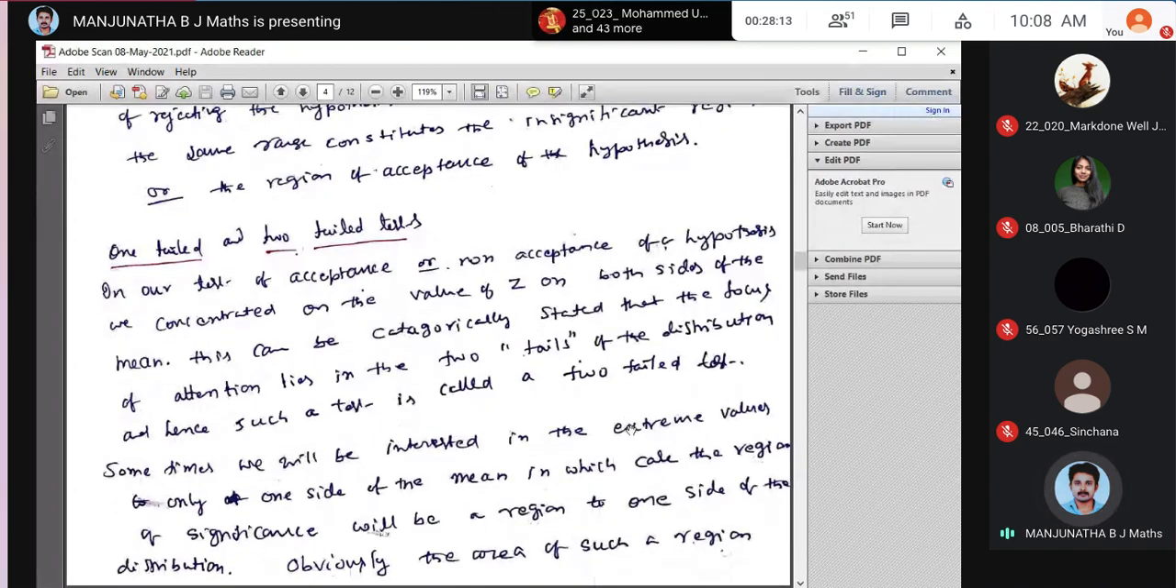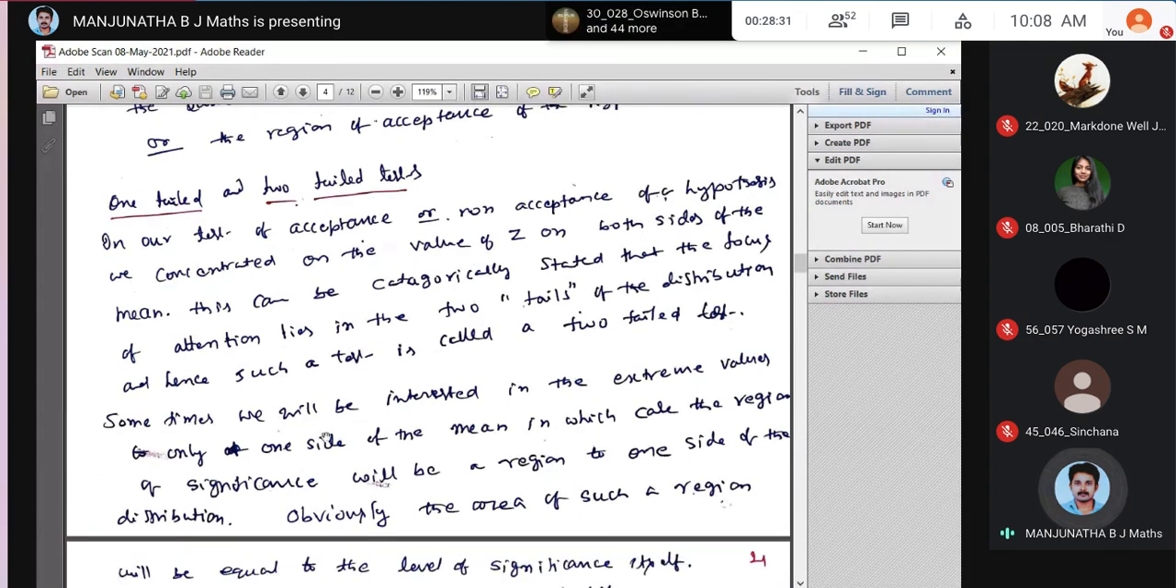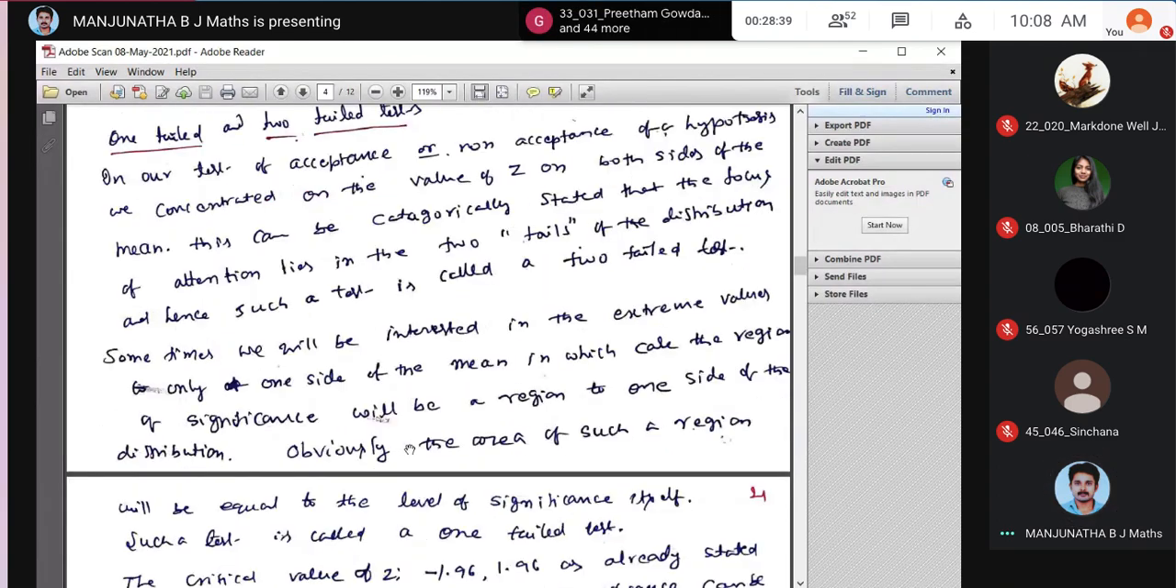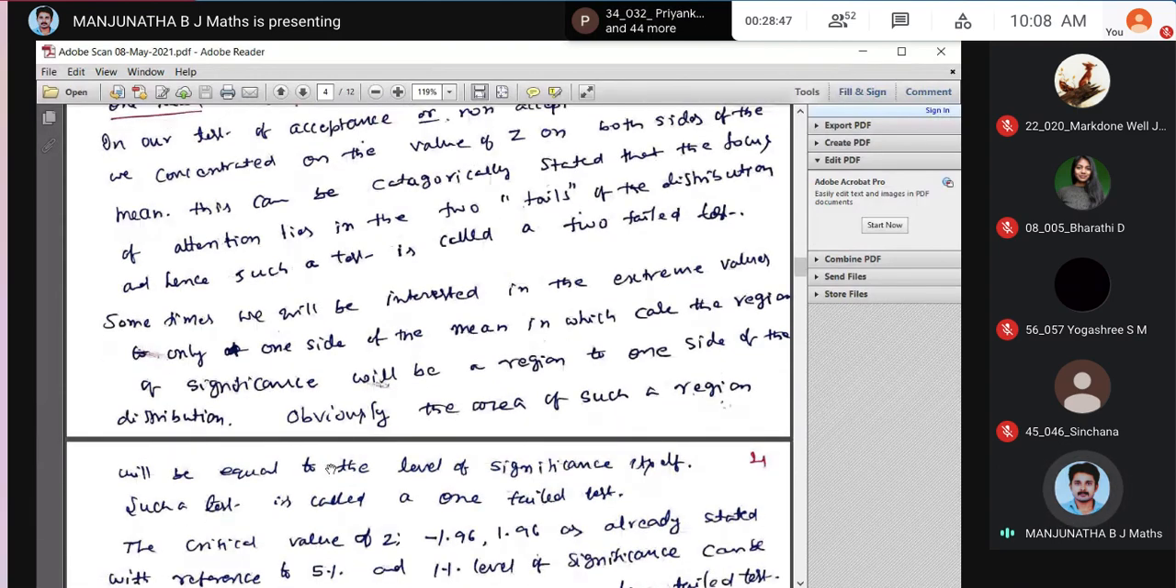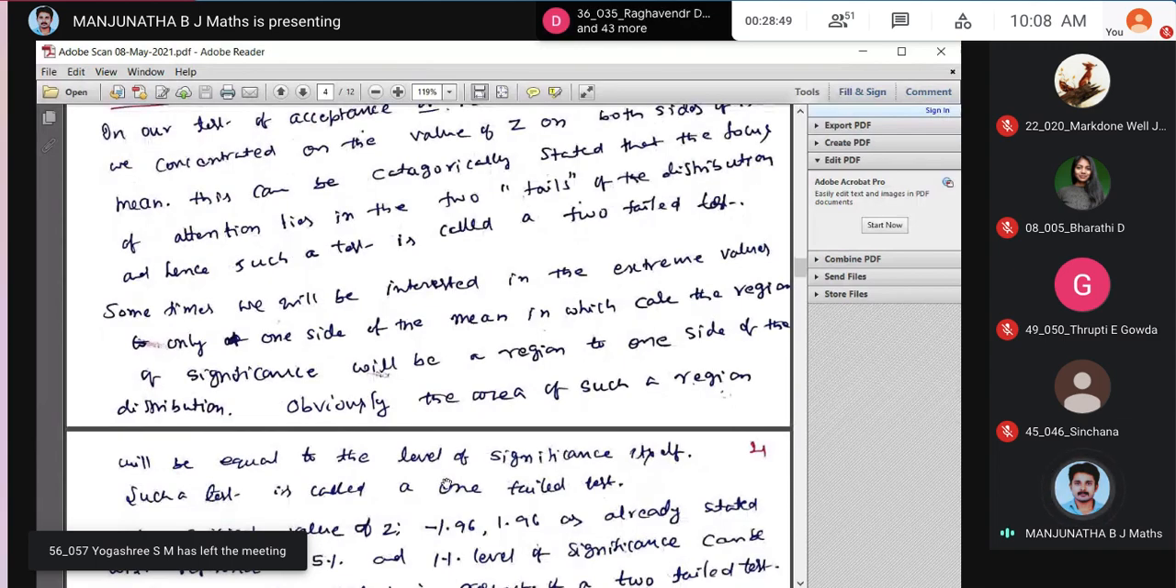So in our test of acceptance or non-acceptance of a hypothesis, we concentrated on the value of Z on both sides of the mean. It can be categorically stated that the focus of attention lies in the two tails of the distribution, and such a test is called a two-tailed test. Sometimes we will be interested in the extreme values to only one side of the mean, in which case the region of significance will be a region to one side of the distribution. Obviously, the area of such a region will be equal to the level of significance itself. Such a test is called a one-tailed test.